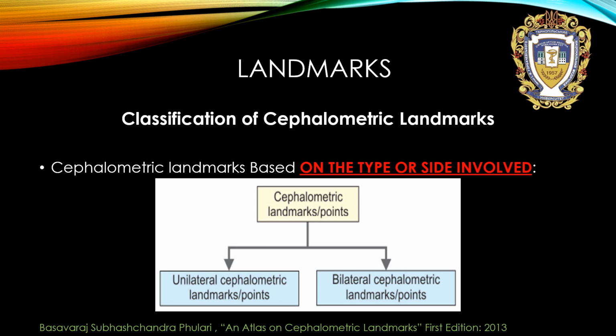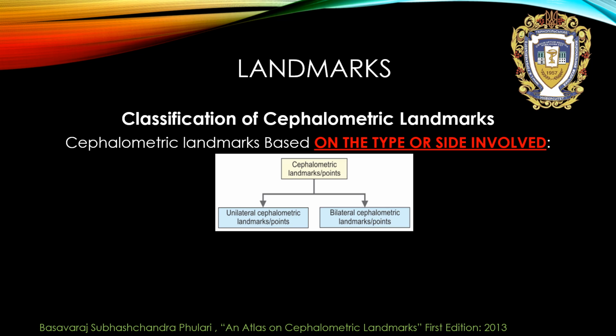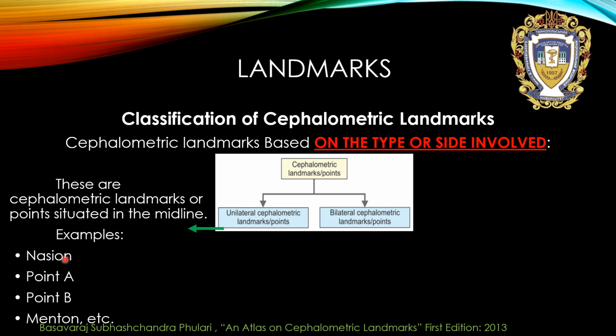Then, next group of classification: cephalometric landmarks based on the type or site involved. According to this sign, cephalometric landmarks can be unilateral or bilateral. What does it mean? Unilateral cephalometric landmarks and points are cephalometric landmarks or points situated in the midline. Examples of these points: nasion point, point A, point B, menton, etc.